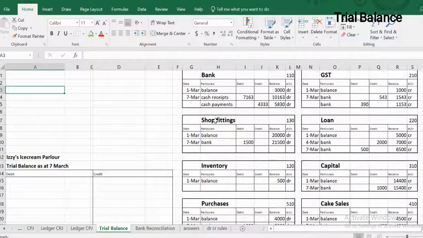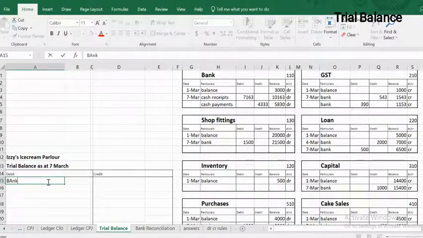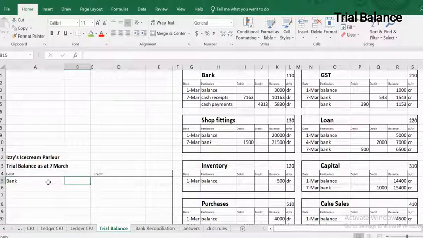So what we've got to do is look at whether the ledger accounts have a debit balance or a credit balance. Everything that has a debit balance, remember, goes on the debit or left-hand side of the trial balance, and everything that has a credit balance will go on the right-hand side or credit side of the trial balance. So what we do is we just type in the name of the account and then put it in.